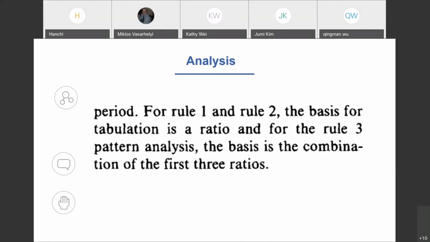Yeah, the summary is that rule 1 and rule 2 are ratio-based. Rule 1 is a population ratio, and the third rule is pattern analysis. The basis is the combination of the first three ratios.